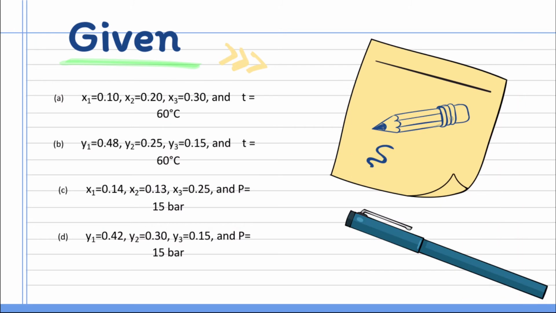So here are the given values in the problem. Also, we make use of the De Priester chart found in a textbook in order to find the needed K values.